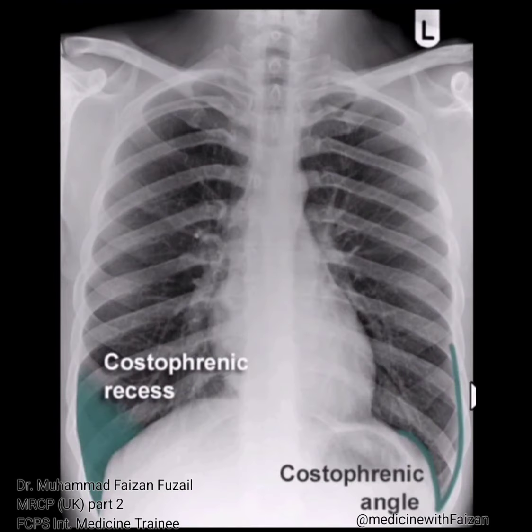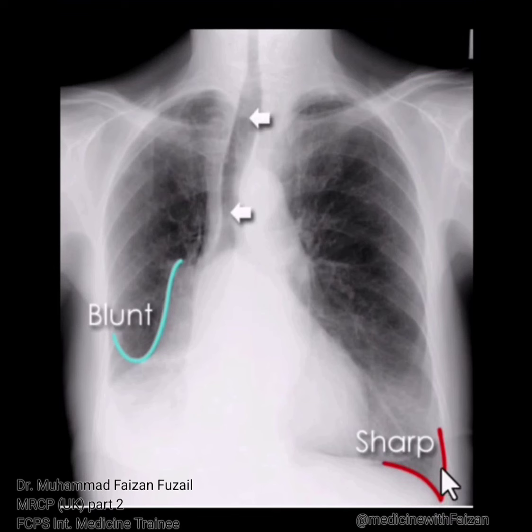The costophrenic angles are formed by the points at which the chest wall and diaphragm meet. The costophrenic recesses contain the lower edges of the lungs which contact the diaphragm. On a frontal chest x-ray, the costophrenic angles should form acute angles, which are sharp to a point. Costophrenic blunting is often due to the presence of a pleural effusion, but it can also be related to other pleural disease or lung disease.